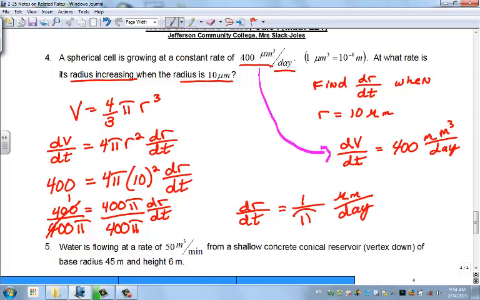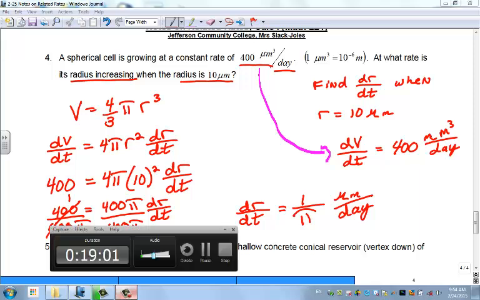I think I have to pause again for a second, make somebody happy, and then come back. So there might be a little gap.